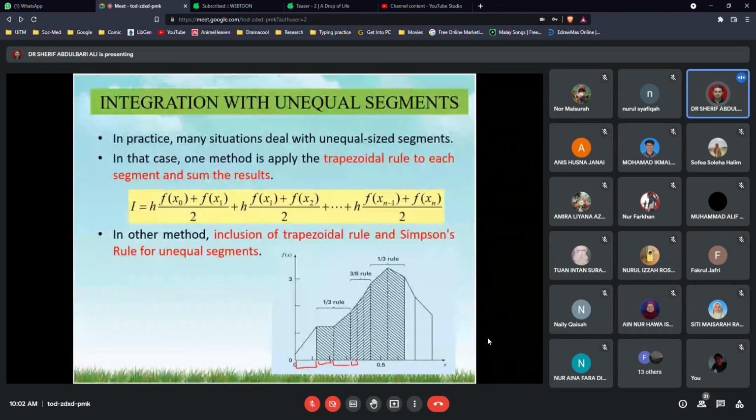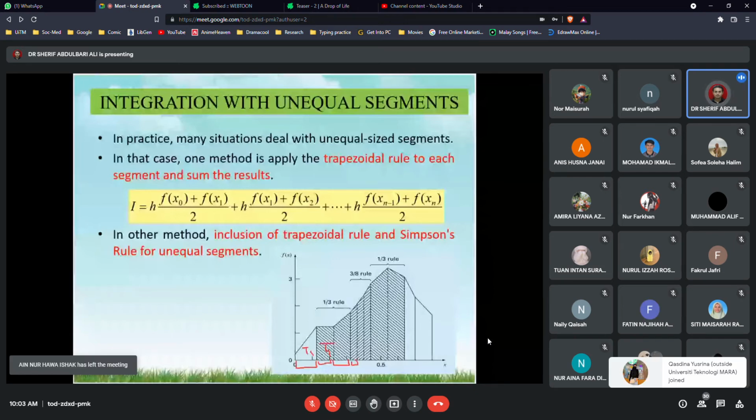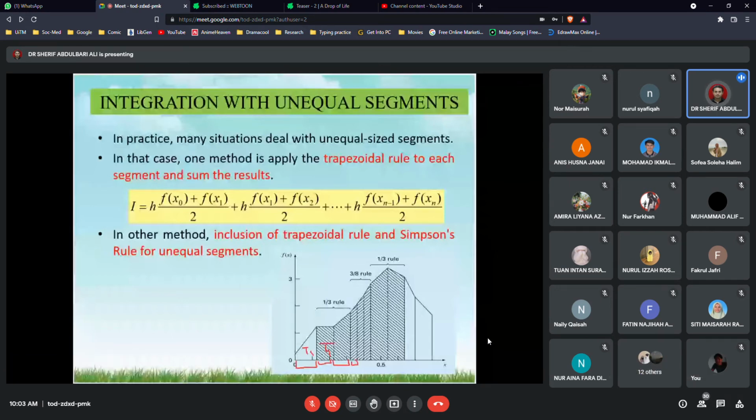So what you can do here is deal with all the segments as traps. This is trap number 1, this is trap number 2, this is trap number 3, this is trap number 4, and so on. You are going to calculate the equation for the first trap, the second trap, and the third trap, and at the end you total them up. The other method, which you will mostly use if the question asks, is the inclusion of the Trapezoidal rule and Simpson's rules.